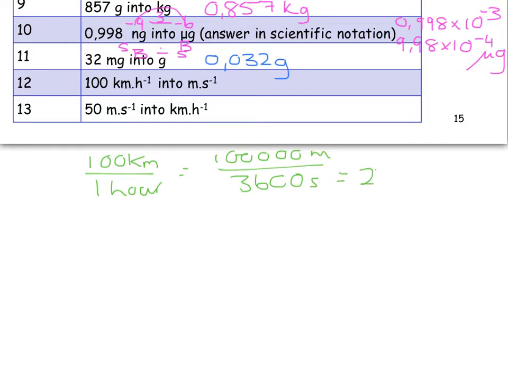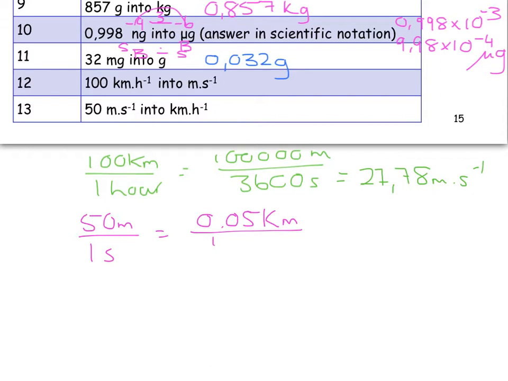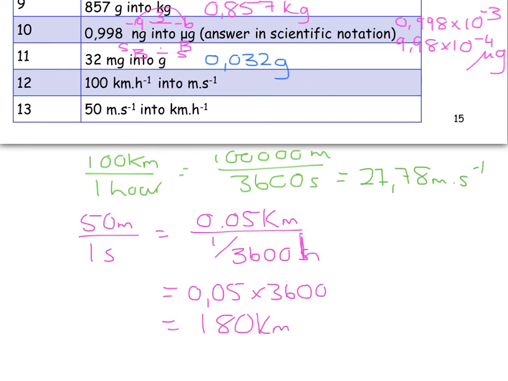And I land up with 27,78 meters per second. And in the second one, I say 50 meters per 1 second is the equivalent of 0,05 kilometers divided by 1,000, and 1/3,600th of a second, of an hour, sorry. And if I write that slightly differently, I can tip and times, and I get 0.05 times by 3,600, and that turns out to be equal to 180 kilometers per hour.